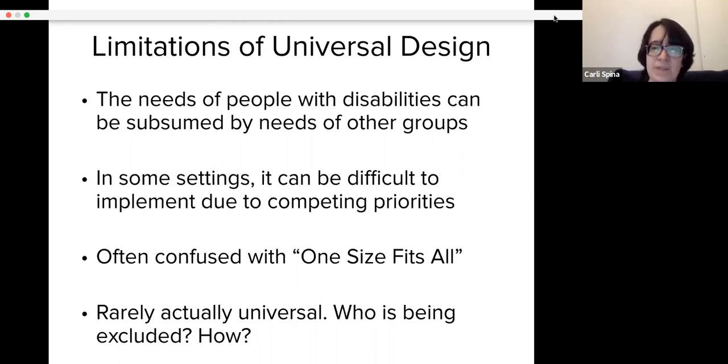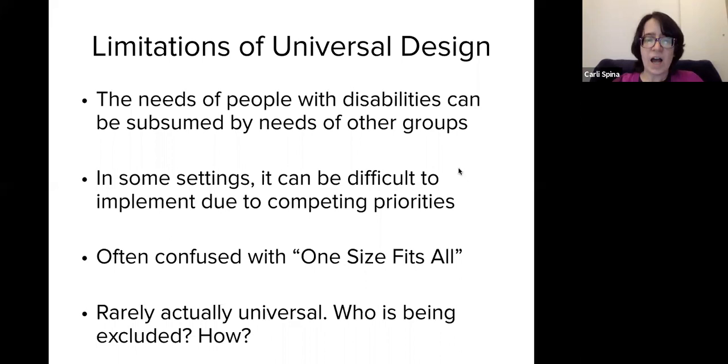Another problem is that in some settings, it can be difficult to implement due to competing priorities. And I think that's a difficult reality for everything. Anytime you have a limited budget, which basically all projects, particularly projects in libraries, have to some degree or another, there's always going to be competing priorities and decisions about which you want to put your funding towards. And sometimes, even if a project starts out intending to be universally designed, universal design can be seen as costly. A big one is that it's often confused with one size fits all.